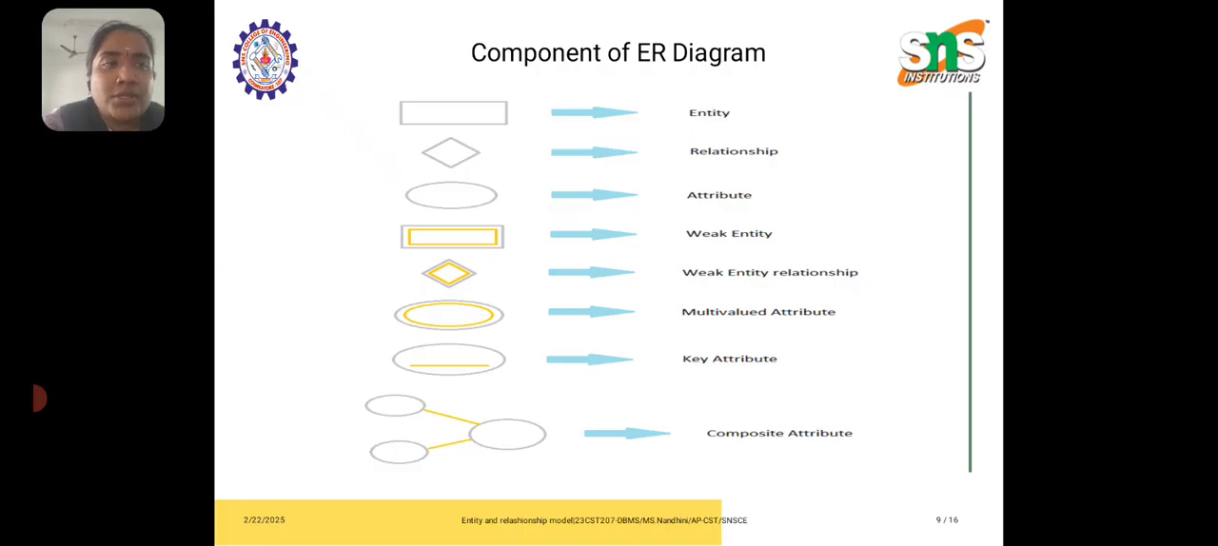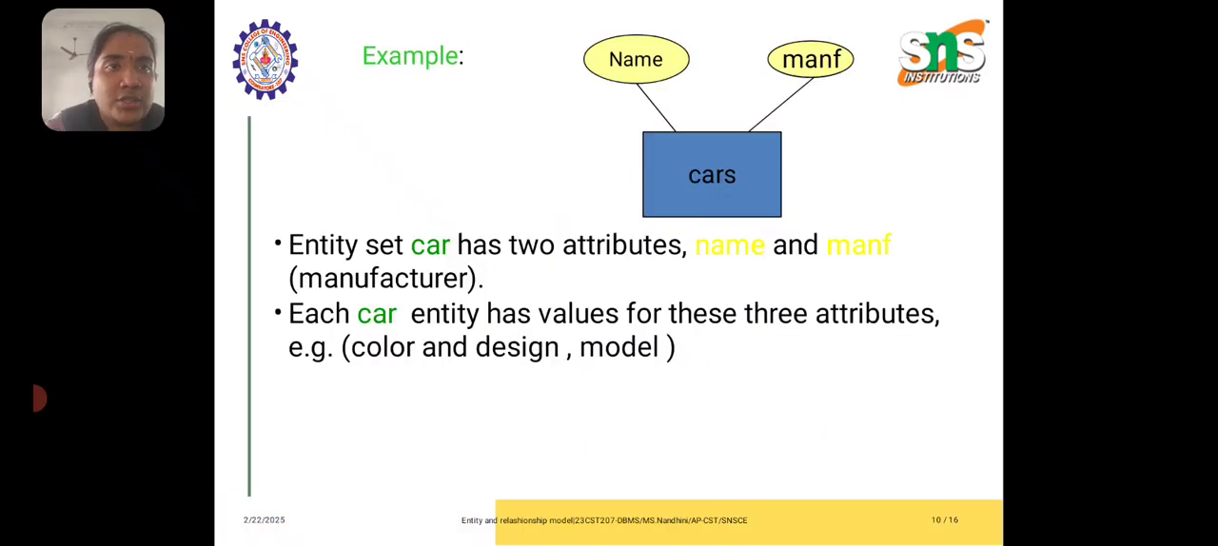Next one is the components of ER diagram. What are the components we are using? First one, we are using entity in a box, and the relationship in a diamond shape. In the circular shape, we are using attribute. In two rectangles, we are using weak entity. In two diamonds, we are using weak entity relationship. Two circles, we are using multi-valued attribute. One circle with one underline, we are saying it as unique key or a key attribute. One circle connected with two circles is known as a composite attribute.